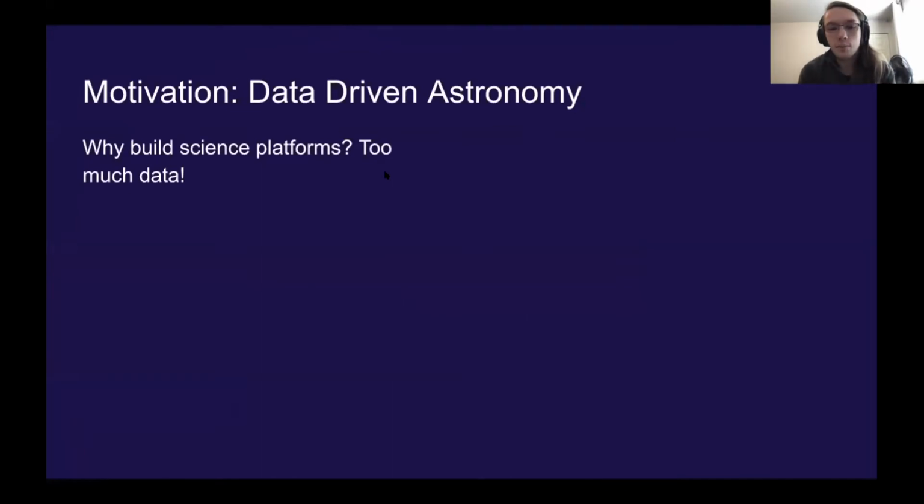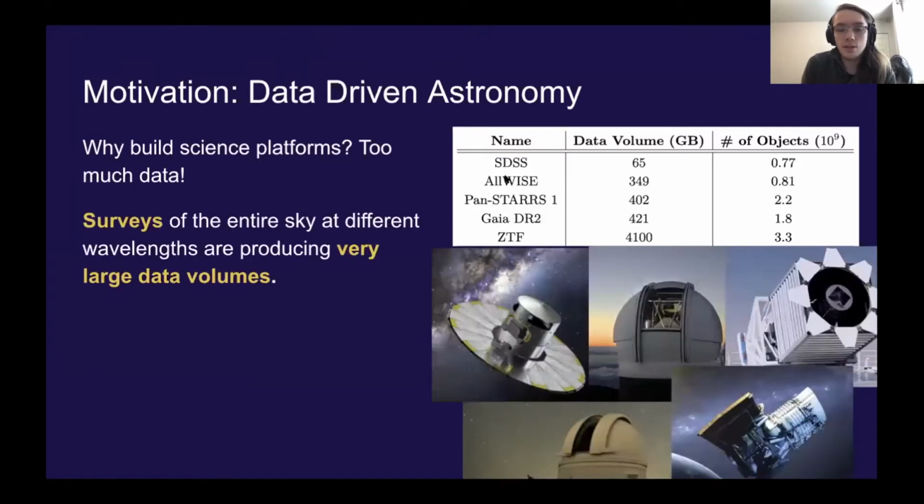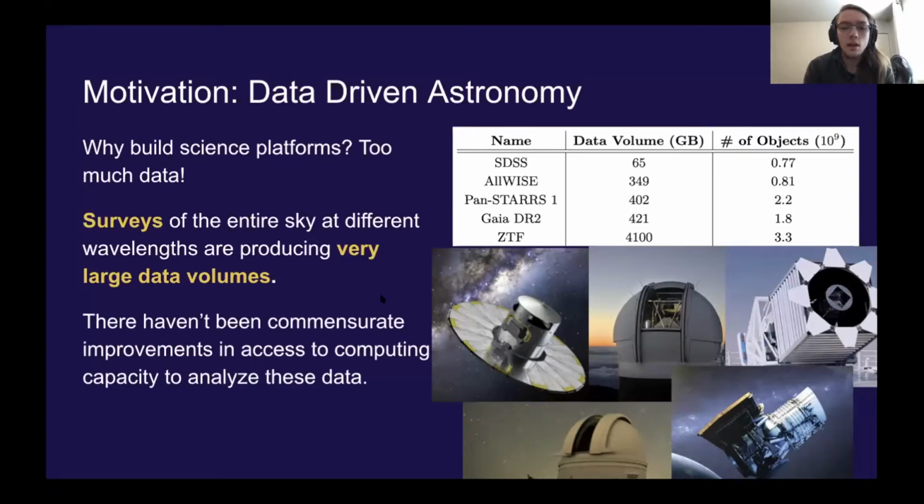So first, why build these science platforms? The simple answer is there's too much data going around in astronomy. Astronomy has recently become a data-driven field because of large surveys that take images of the entire sky at different wavelengths and at different cadences. They produce very large data volumes that researchers then have to query and analyze in order to do their science. Unfortunately, there haven't been commensurate improvements in access to computing capacity to analyze these data. We can store the data, but it's not very easy to give users access to enough computers to analyze it.